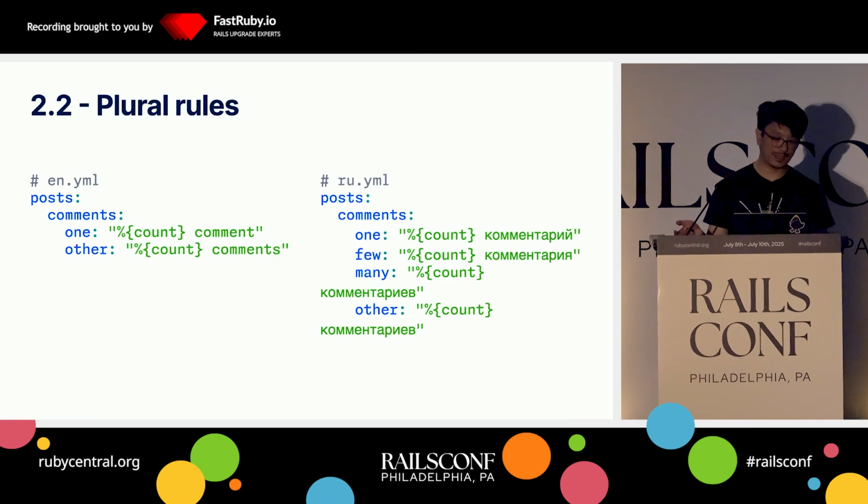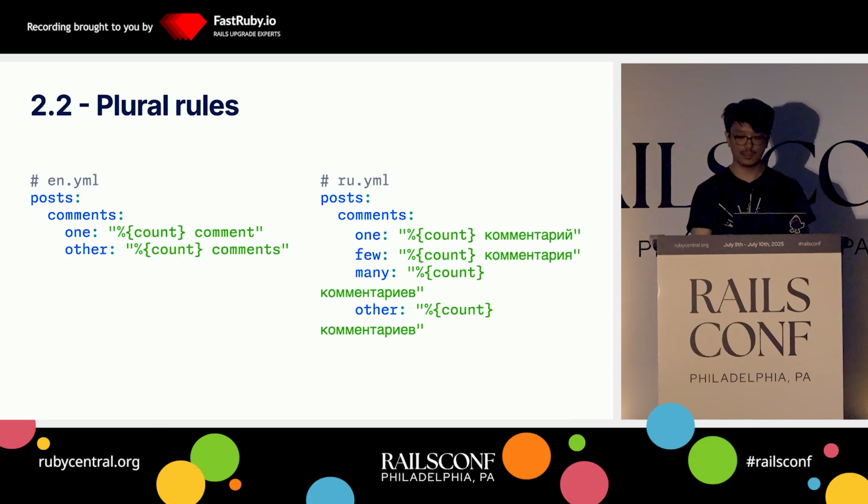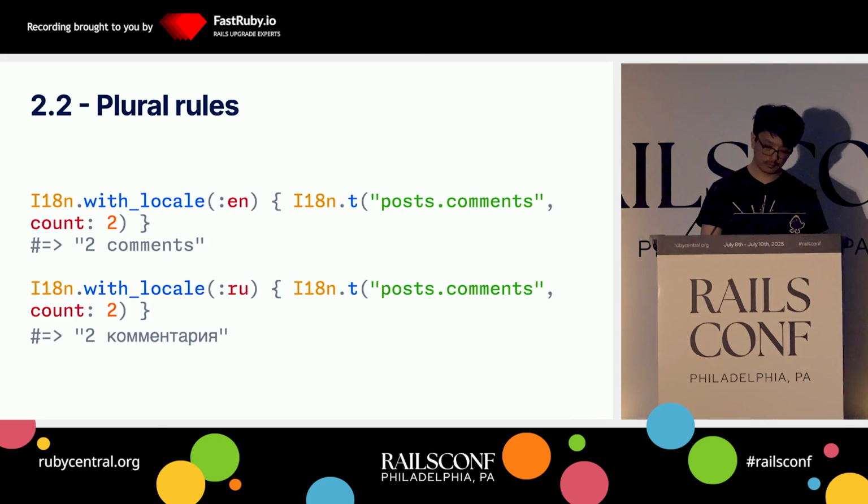So here's an example of what that might look like. On the left, we have English, like from the previous slides. And then on the right, we have Russian. So we know that Russian, in addition to one and other, also uses few and many. So when we make the translations, we have to make sure that the Russian includes few and many variants for this specific key, in addition to the one and other. And with that data input into our locale files, when we run the code, we can see that the phrase gets correctly pluralized based on the locale. Neat.